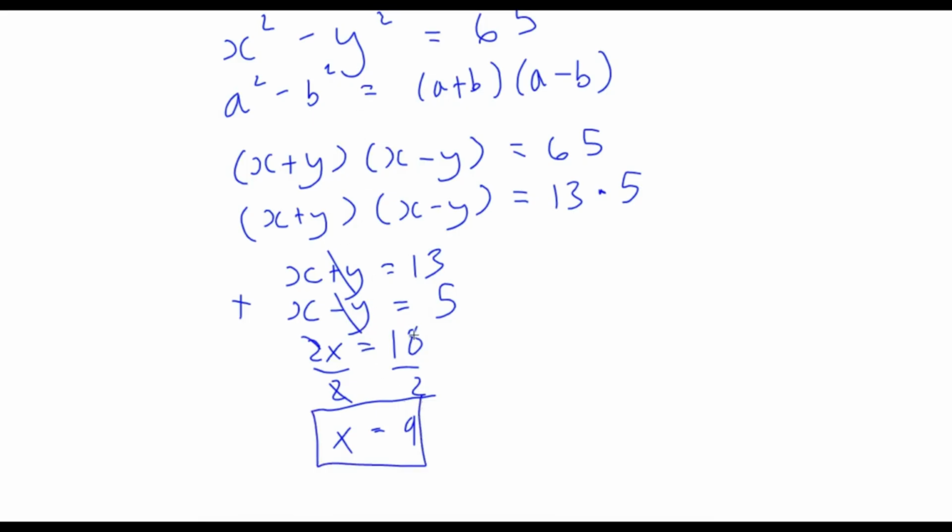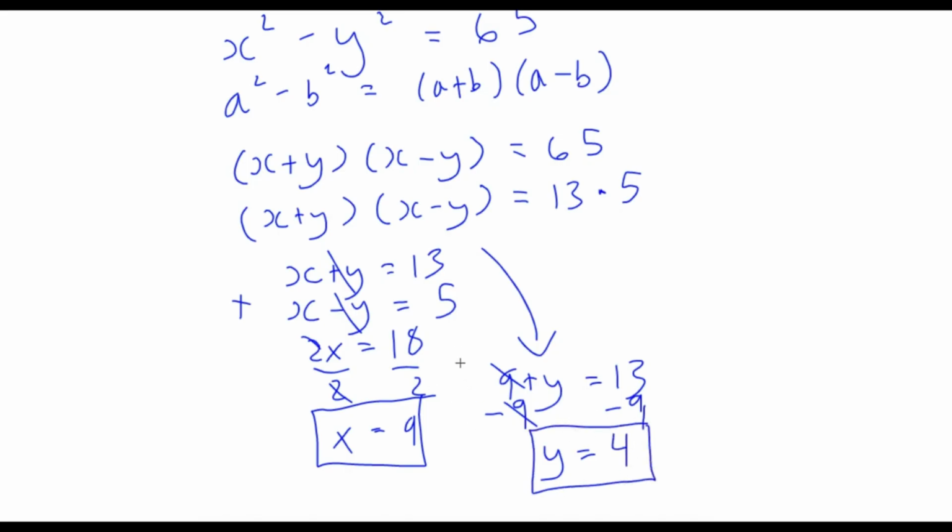So now that we have our value for x, let's go ahead and find our value for y by plugging x into this equation. So x plus y equals 13. If we plug in 9 for x, we get 9 plus y is equal to 13. Now, if I subtract 9 on both sides, these two cancel out, and I would get y is equal to 13 minus 9, which is 4.